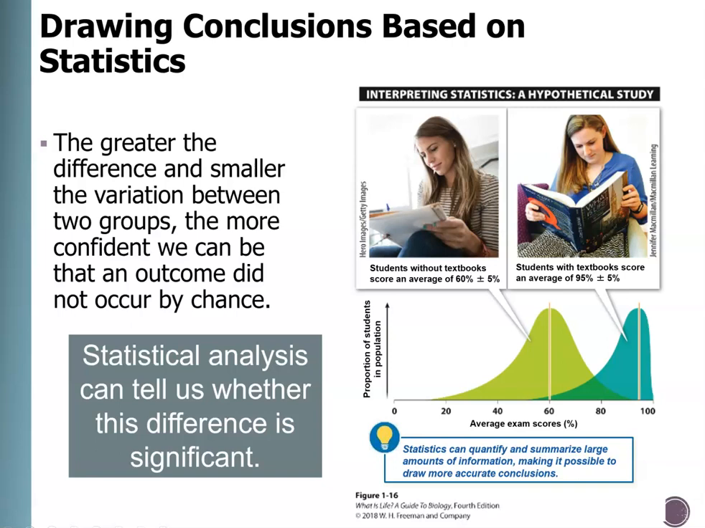So here we've got an example that says students without textbooks score on exam. They score 60% plus or minus 5%. So the average range without using textbooks is between 55 to 65% on the test. When students use the textbooks, they range from 90 to 100% on the test. So statistics is going to tell you, are these values different? Are they different enough to say, yes, textbooks make a difference? This is all hypothetical. I'm going to say it's true, though. You should use your textbook. You should be reading your textbook.